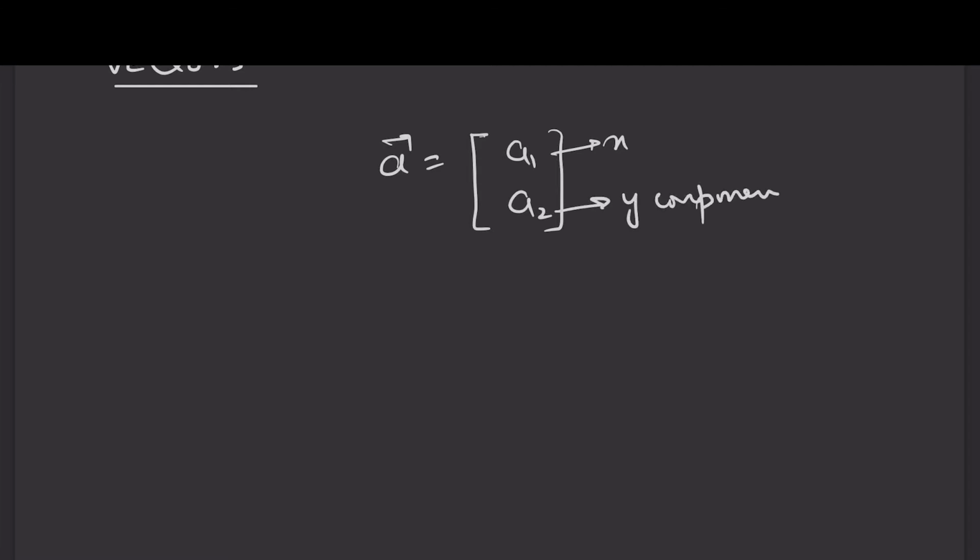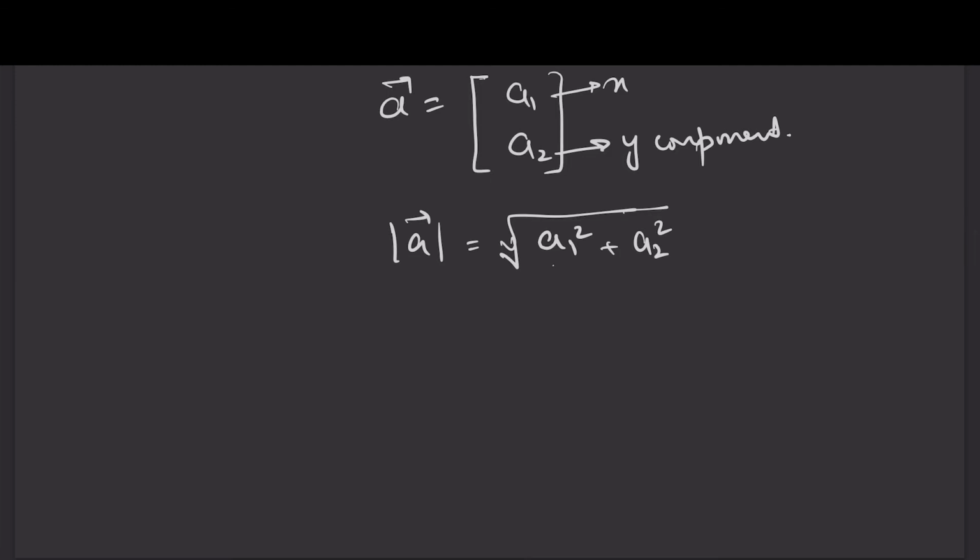So first of all, a vector is written like this. This is a 2D vector. It has an x component and a y component. This is our x component and this is our y component. So the length of the vector is written like this: square root of a1 squared plus a2 squared. This is the x component squared plus the y component squared.